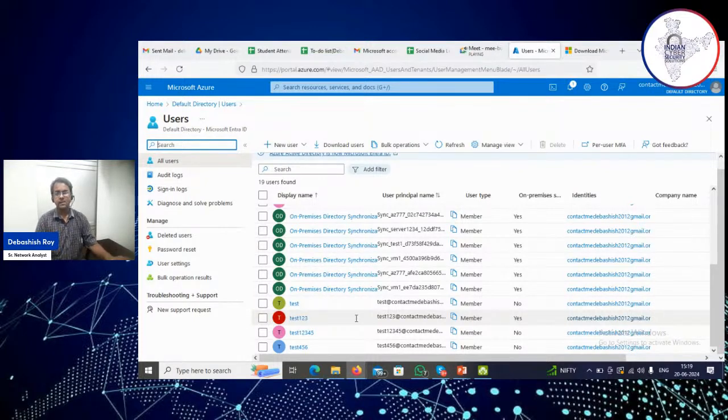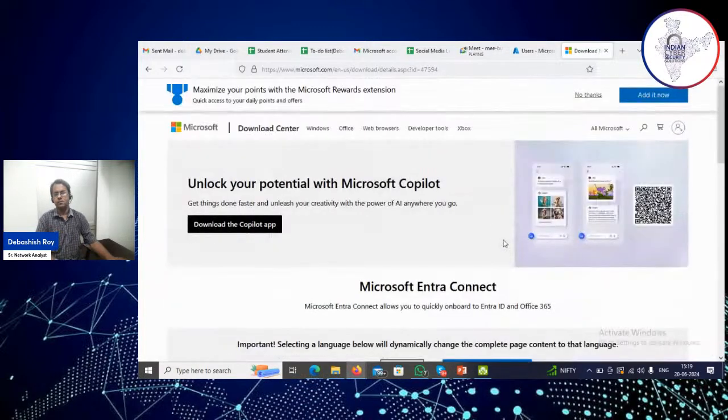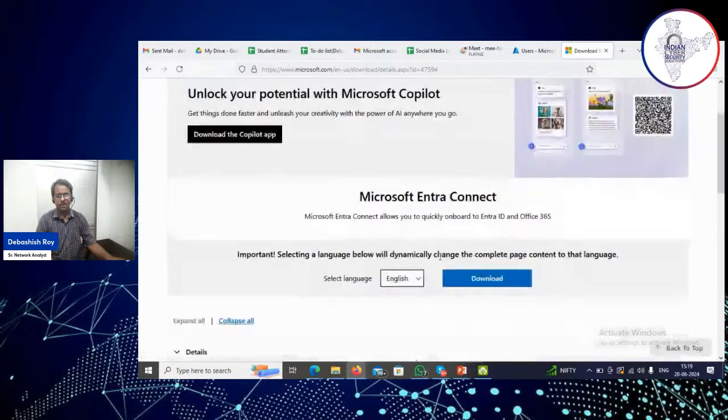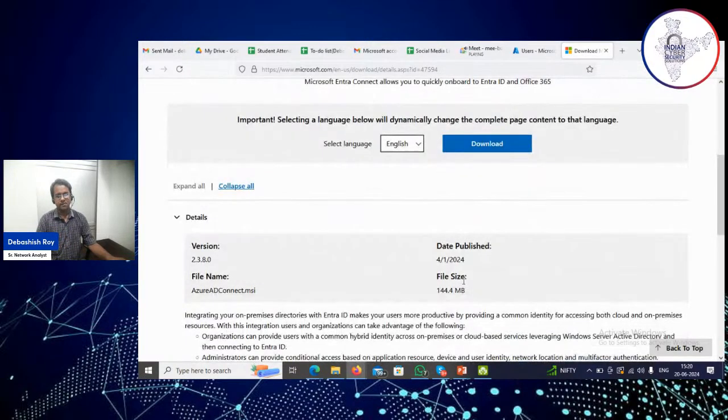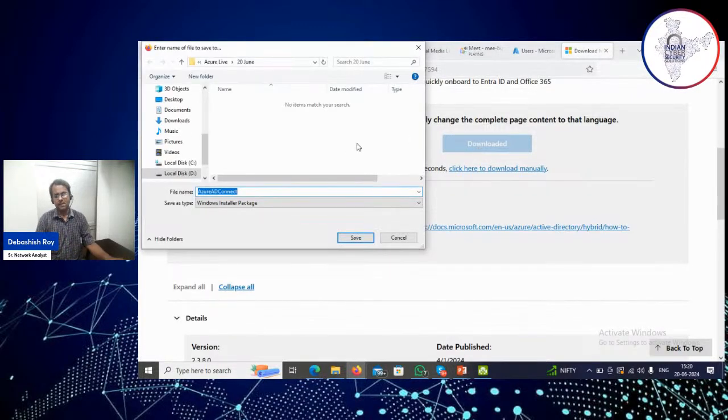And for that, you need to download the Azure AD connector. You have to just Google it: Azure Microsoft Entra Connect. Now the name has also changed, because it's now Microsoft Entra ID. And here you have to download the Microsoft Entra Connect. You have to just download that software, and this is Azure AD Connect. Actually it is the Azure AD Connect, the old one itself.